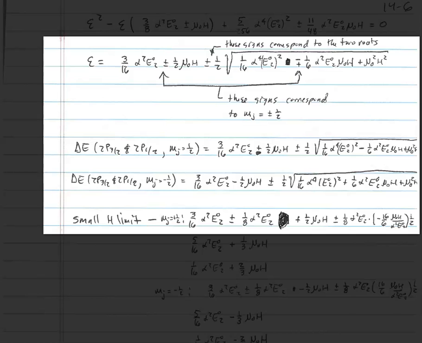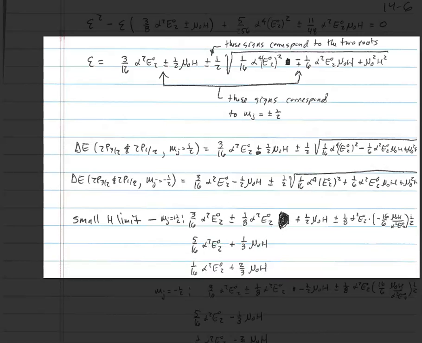Again, lots of opportunities to make mistakes, but if you do it carefully, you ultimately get that the 2 roots are going to be given by this 3/16 alpha squared E0 squared plus or minus 1/8 alpha squared E0 squared plus 1/2 mu 0 H plus or minus 1/8 alpha squared E0 squared times this complex combination of numbers, minus 16 over 6 mu 0 H over alpha squared E0 squared times 1/2. And when all the dust settles, when you take into account those plus or minus signs, you'll get a 5/16 alpha squared E0 squared plus 1/3 mu 0 H, and you'll get a 1/16 alpha squared E0 squared plus 2/3 mu 0 H.